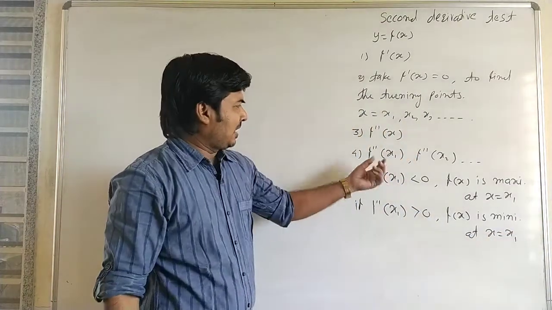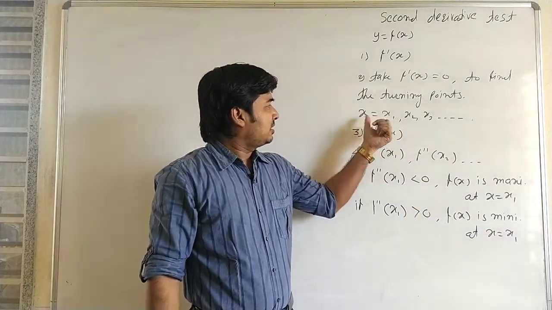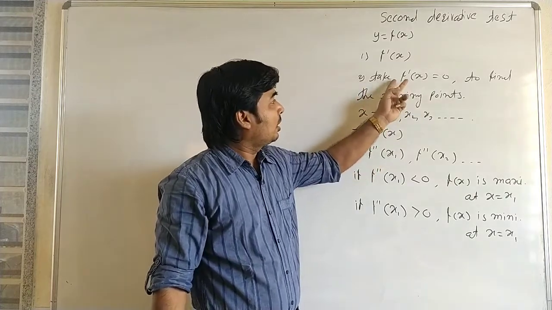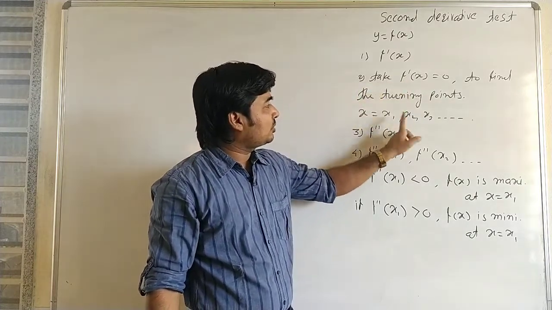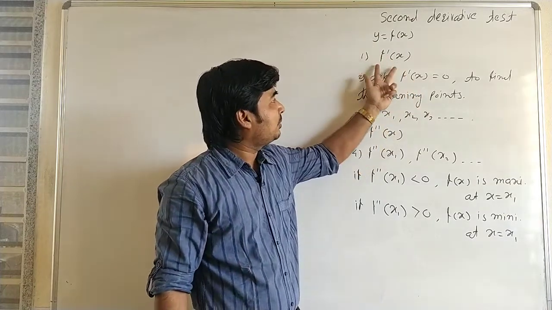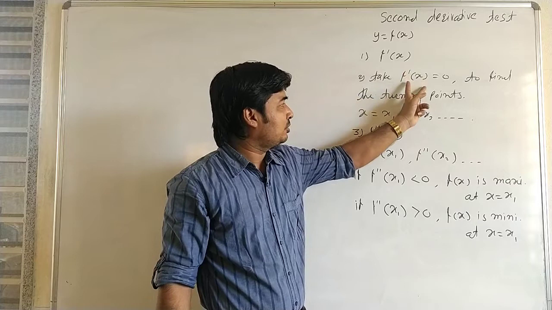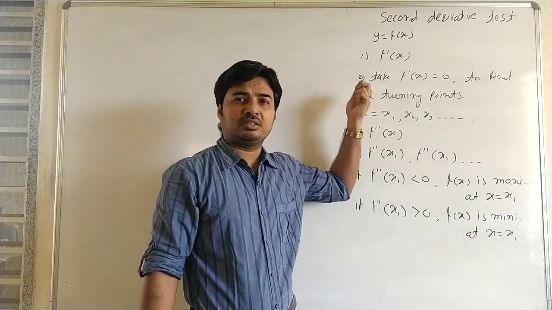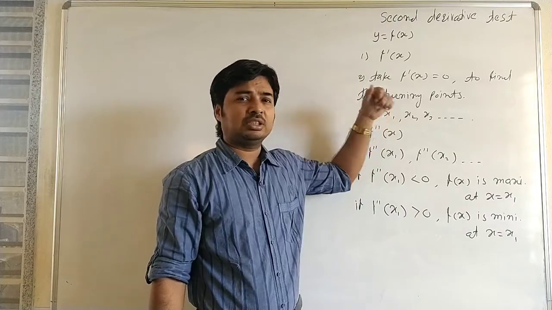Okay, here x equal to x1, x2 are the stationary points or the turning points. We find the values of x1, x2 by taking f dash of x equal to 0. First find f dash of x, then take f dash of x equal to 0, then x is equal to the values of x, that is turning points, x1, x2, x3.